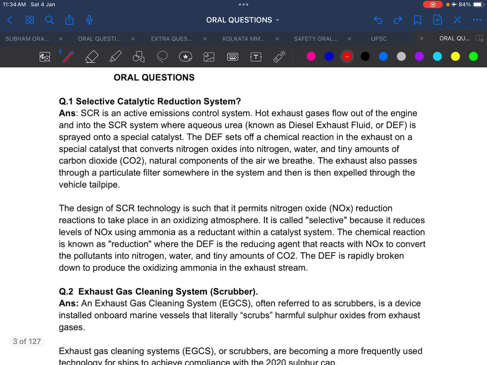Hello, so let's start the first question, that is the selective catalytic reduction system, and why we are using this in the vessel, the main purpose of this, and what we are doing in the selective catalytic system. So let's talk about this. This is the oral question.